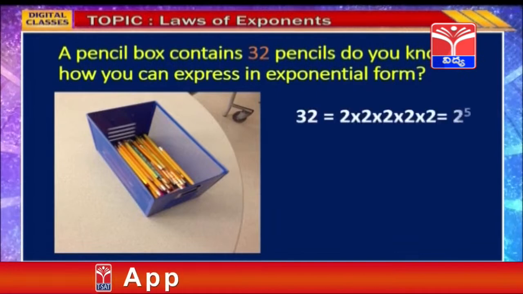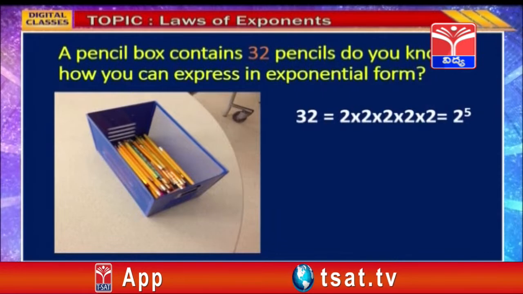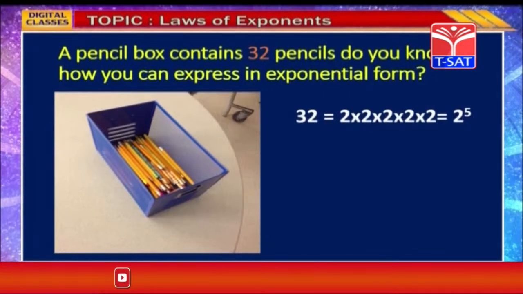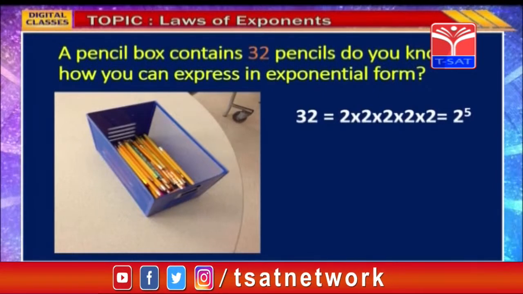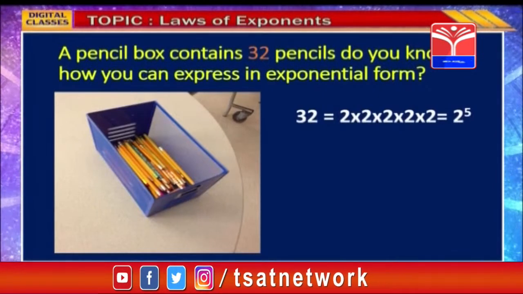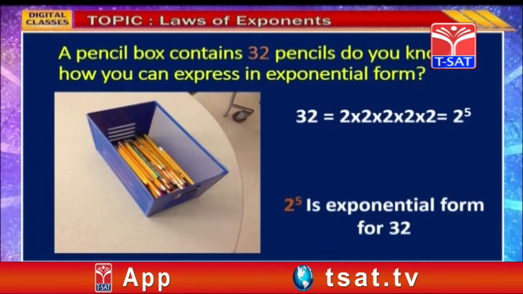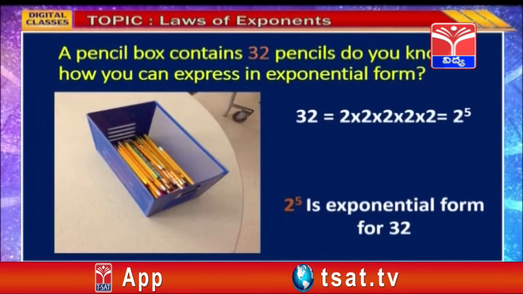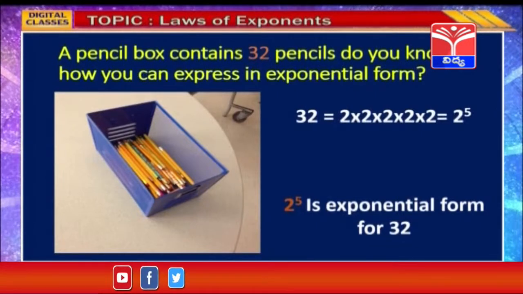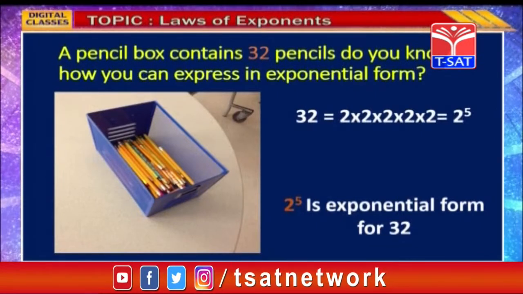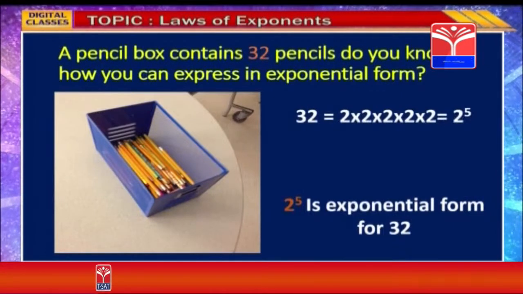Is it possible? Yes, 32 can be written as 2 into 2 into 2 into 2 into 2. That is, how many 2's are multiplied? There are 5 2's multiplied. So you can write it as 2 to the power of 5. And 2 to the power of 5 is an exponential form for 32, or you can say 2 raised to the power of 5.